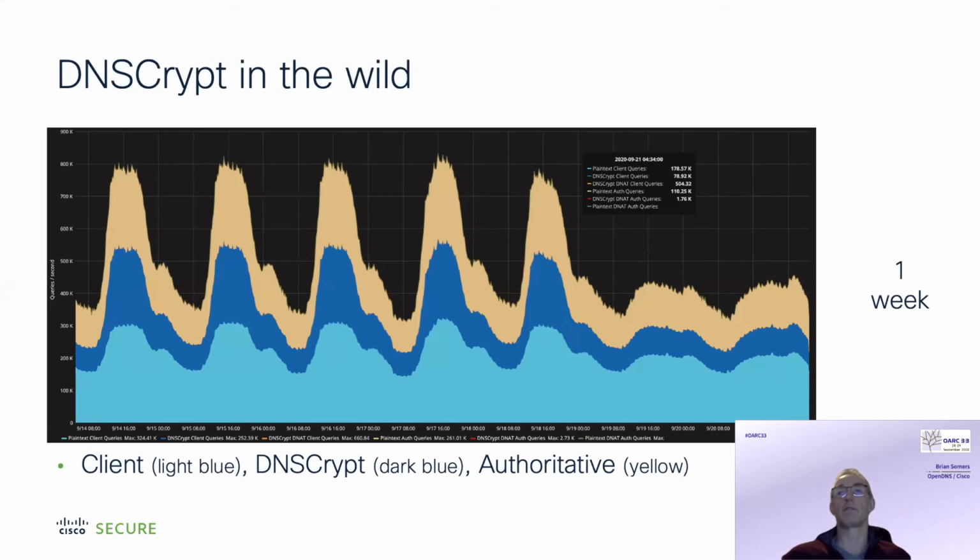The people with good eyesight will be able to see there are a few other interesting things on this graph, talking about a process called DNAT. That's where our resolvers talk to each other when they're having difficulty resolving queries. And that DNAT service also uses DNSCrypt.